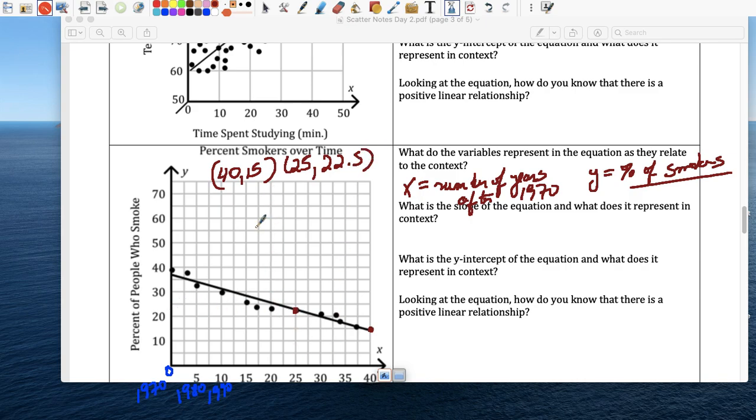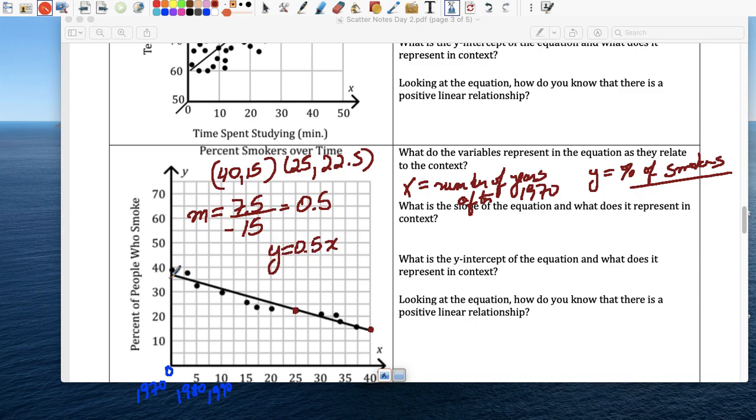So let's find the slope. The slope is going to be negative. So m: let's subtract. 22.5 minus 15 is 7.5. 25 minus 40 is negative 15. So our slope is going to be negative 0.5. So my equation is y equals negative 0.5x.